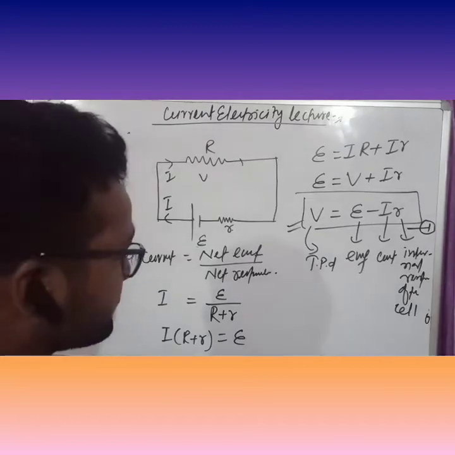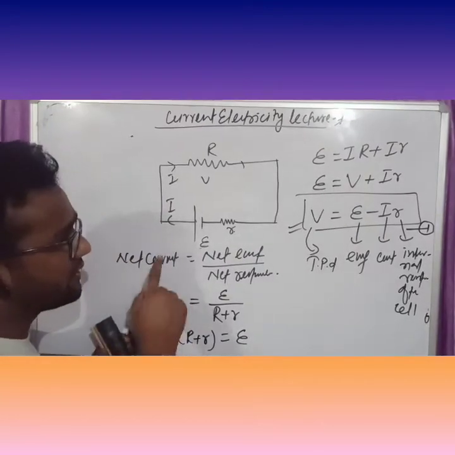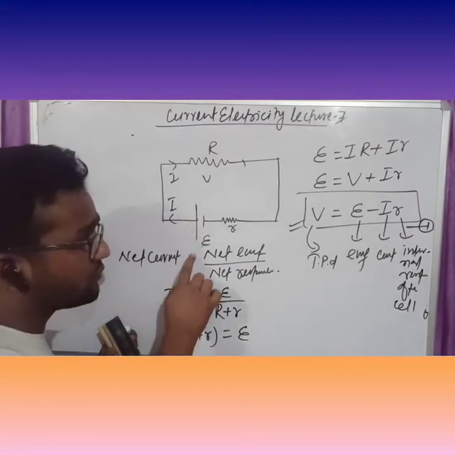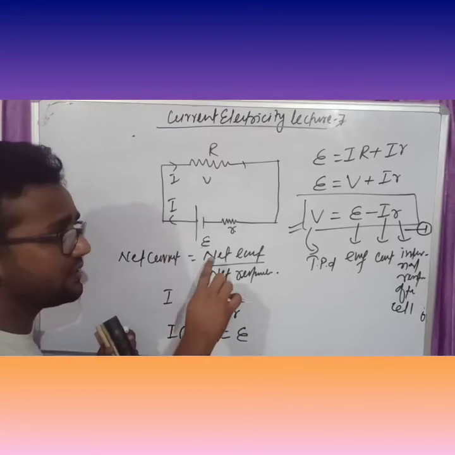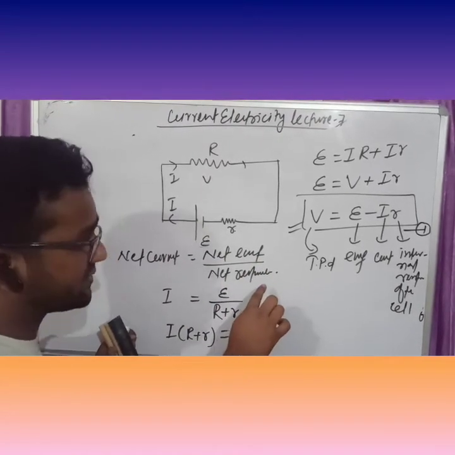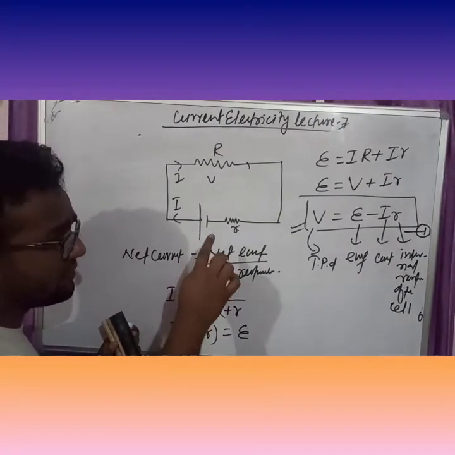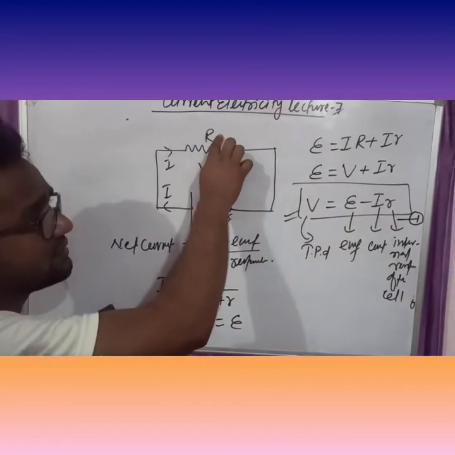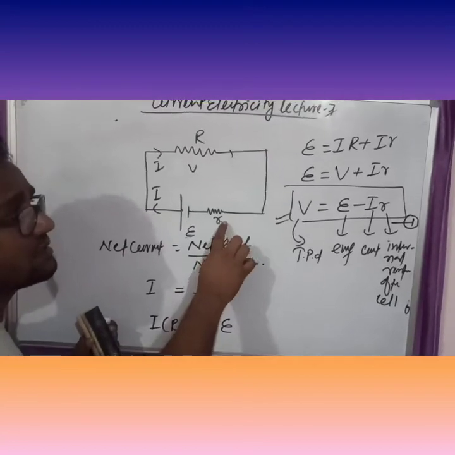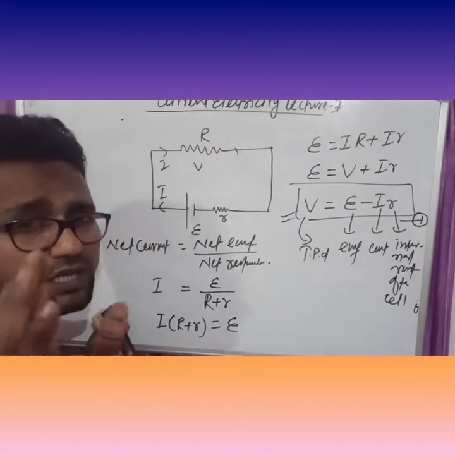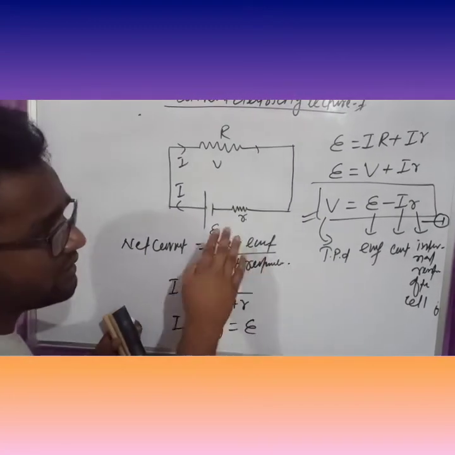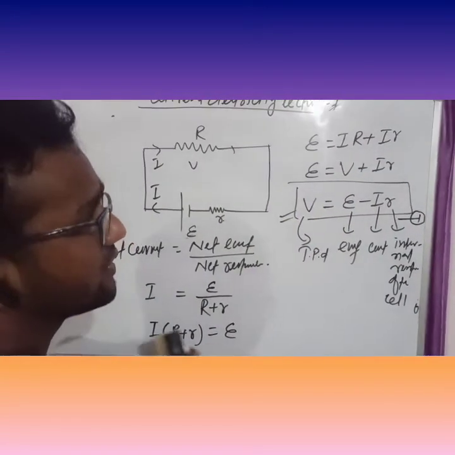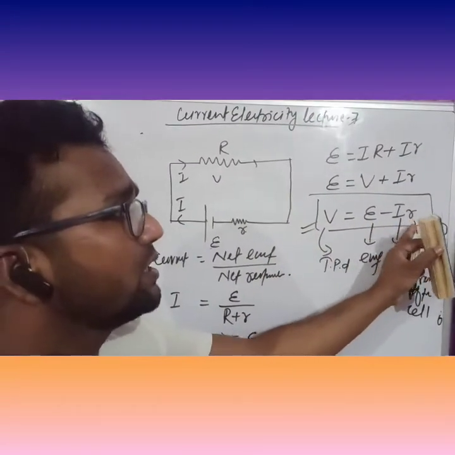From here also you remember the net current is net EMF by net resistance. Here net EMF is the initial value of the cell, E, and net resistance is the external resistance and the internal resistance. This will always be in series combination. In this way we can obtain the required relation V equal to E minus Ir.